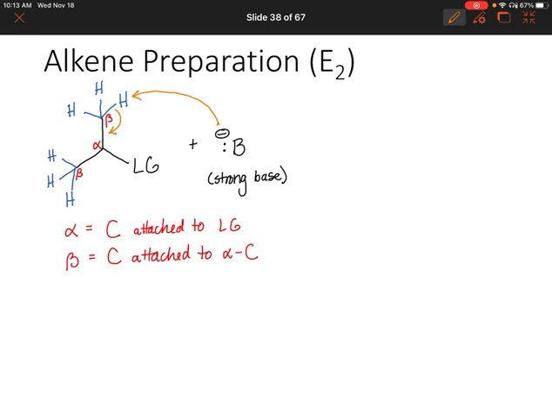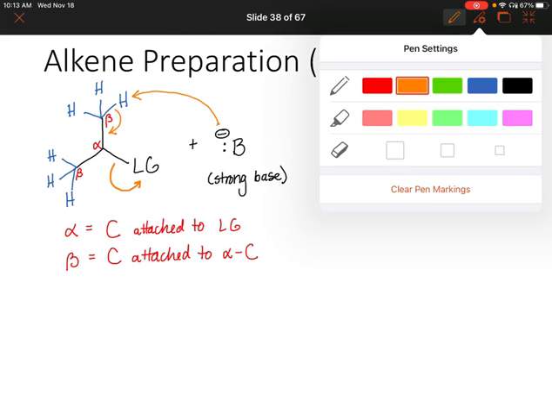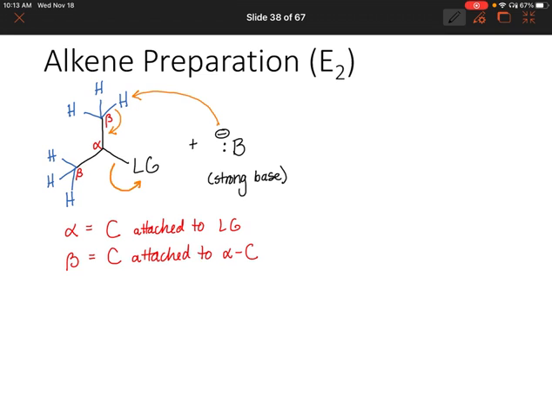Now, when that happens, we'll technically create a positive carbon down below. So the leaving group is going to leave in order to alleviate that strain on the carbon. All right, so 3 things all happened in the first step. So the base grabbed onto a proton, the shared electrons formed a double bond, and then the leaving group left.